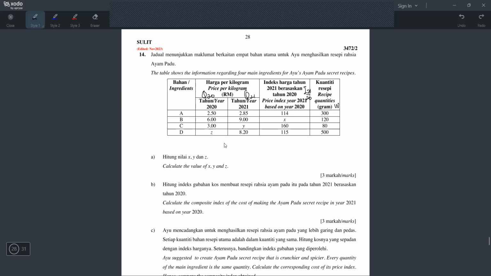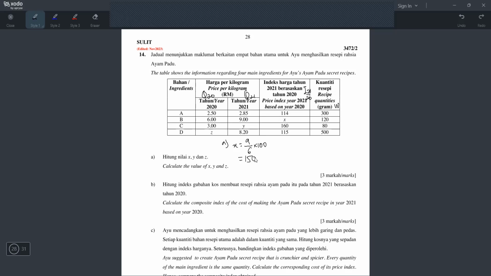Calculate value of x, y, z. Okay, this is quite easy. So how to find x? X is the I, right? So what is the formula for I? Q1 over Q0 times 100. And for this case, your Q1 will be Q21, which is 9, and then over Q20, which is 6, times 100. And you can quickly press this, you'll get 150. Okay, let's try. Yeah, 150.